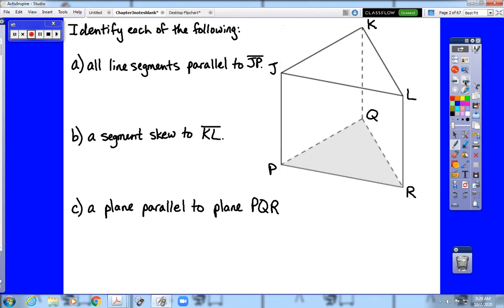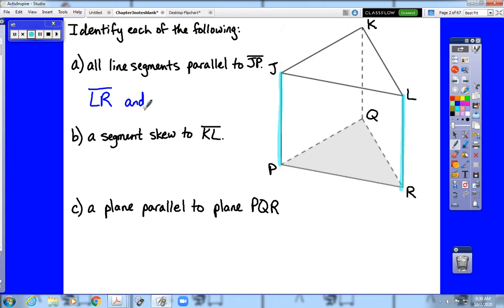So the first question here asks us to name all line segments that are parallel to JP. So if we look at our picture here, JP is a vertical line segment connecting J to P. So there are 2 other line segments in this picture that are parallel to JP. LR is contained in the plane JPL along with JP, and it is parallel. So LR would be our first answer. You could also say RL. It doesn't make any difference which name you use.